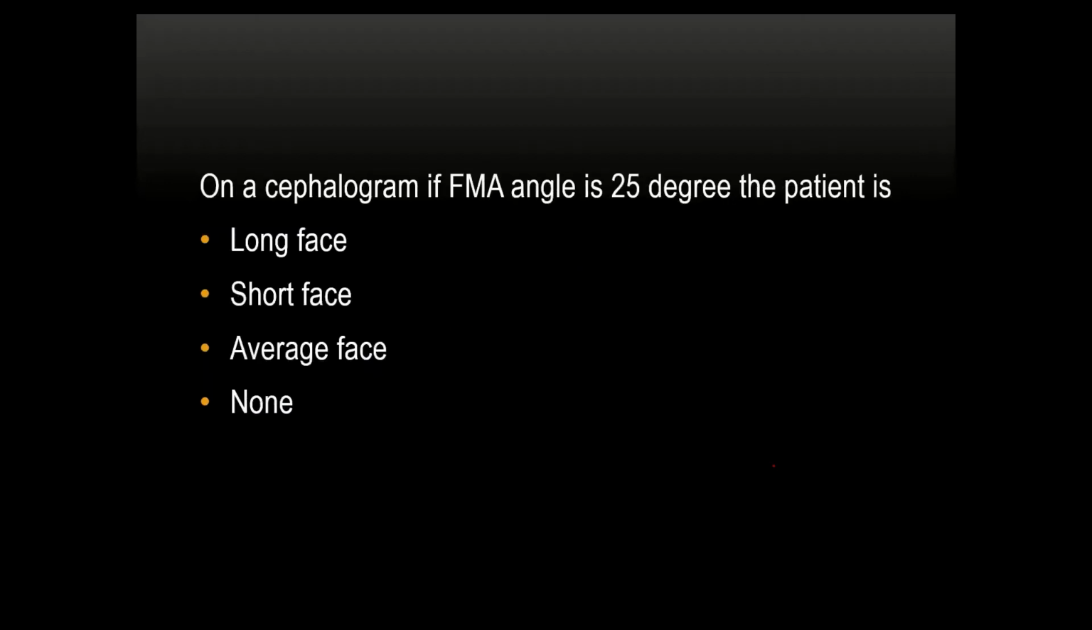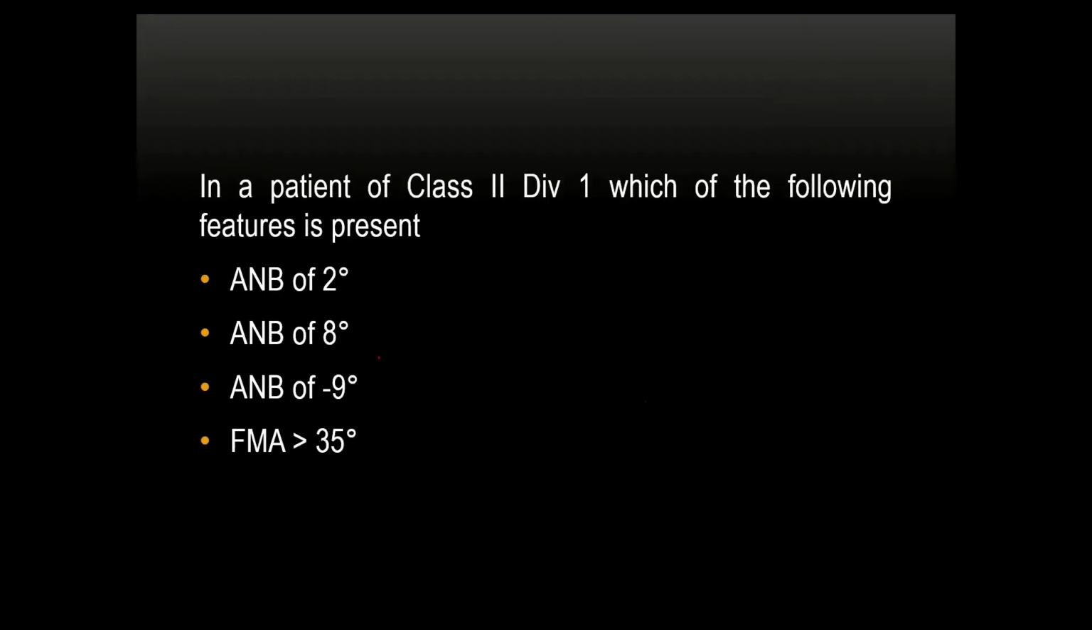Okay. Next, on a cephalogram, if FMA angle is 25 degrees. So this was like that, right? Now this angle is 25 degrees. So this is an average base. Now in patients with class 2 division 1, which of the following features would be present? What happens in class 2 division 1? The mandibular incisors are proclined, and the A and B will be more because it is class 2.